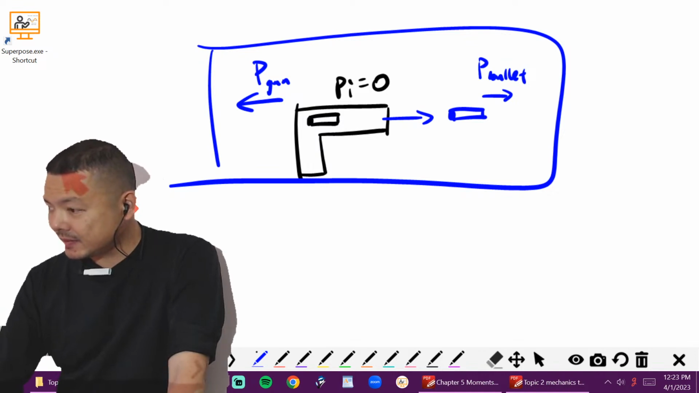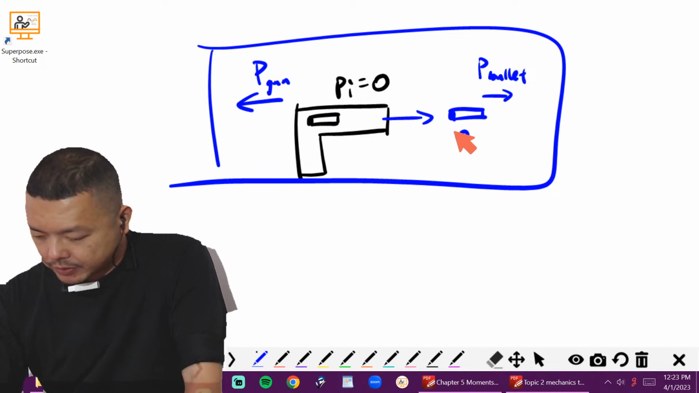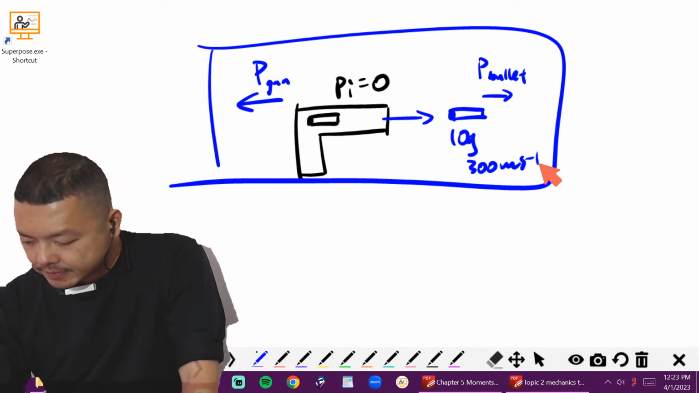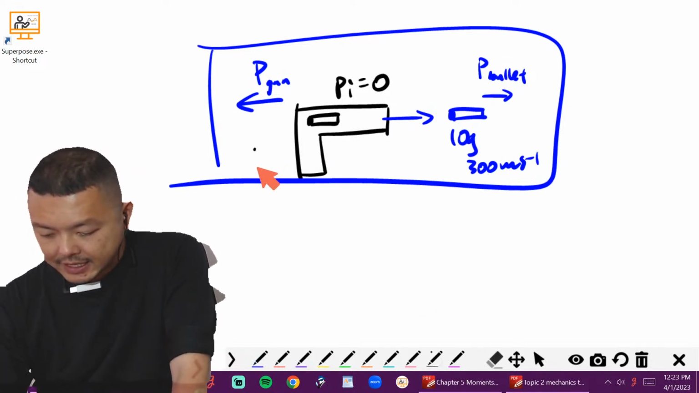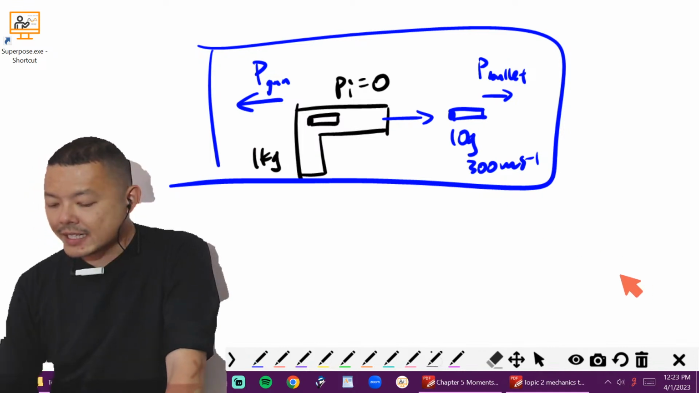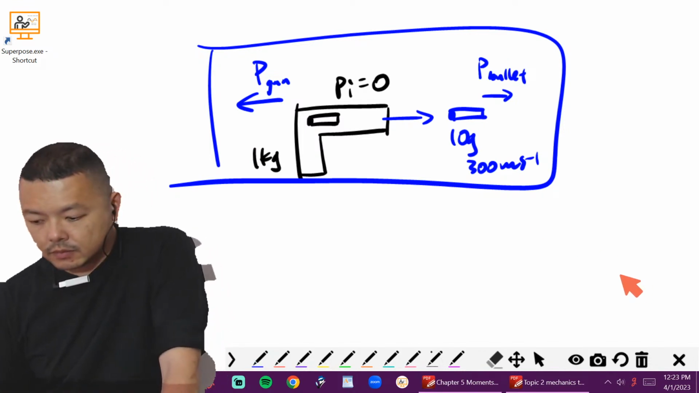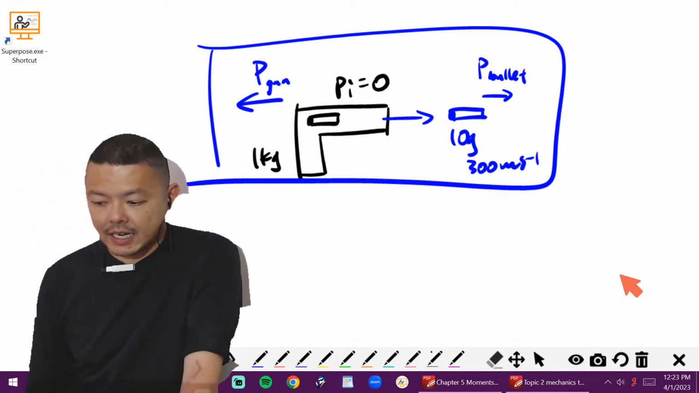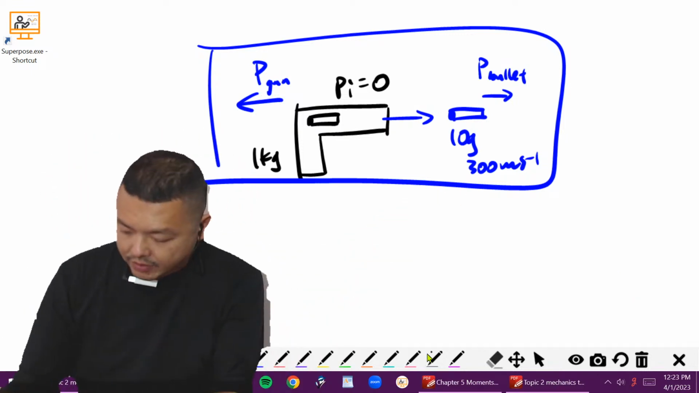You understand this? So for example, the example that we had just now, the bullet was 10 grams, and the bullet was fired out at 300 meters per second. Let me tell you this gun is 1 kg. What is the recoil velocity of this gun? I want you to give me the recoil velocity of this gun. Given that the gun is 1 kg, the bullet is 10 grams, and the bullet was fired out at 300 meters per second. What is the recoil velocity?